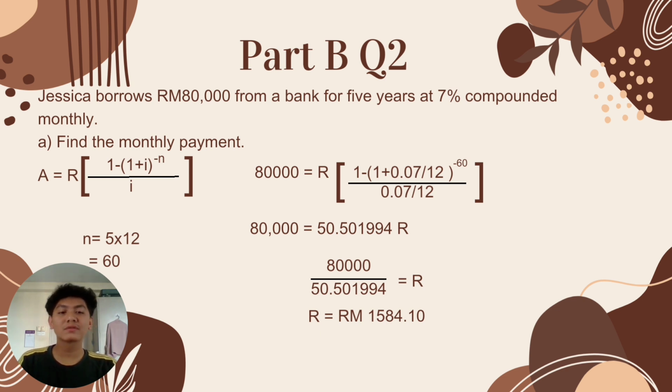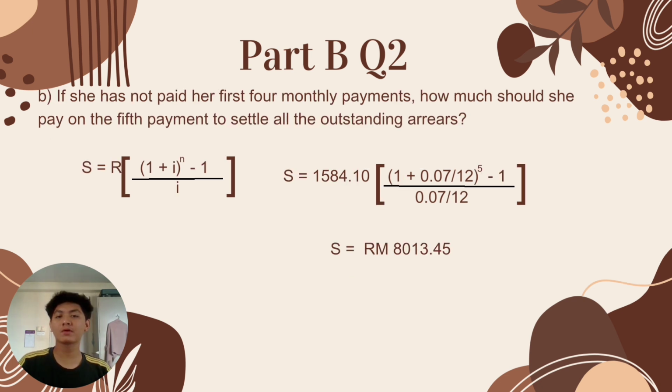So 80,000 equal to 50.501994 R. So the 50.501994 will be moved to divide 80,000. So 80,000 divided by 50.501994. So the final answer would be 1,584.10.